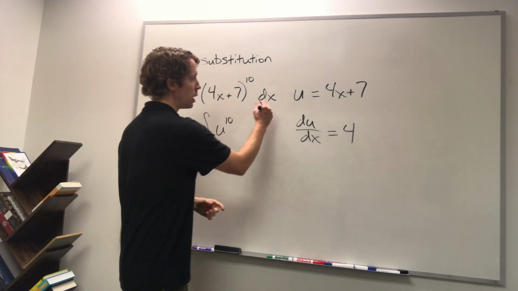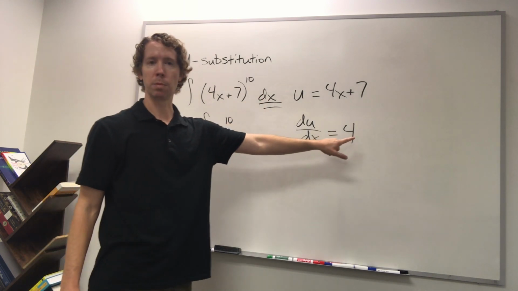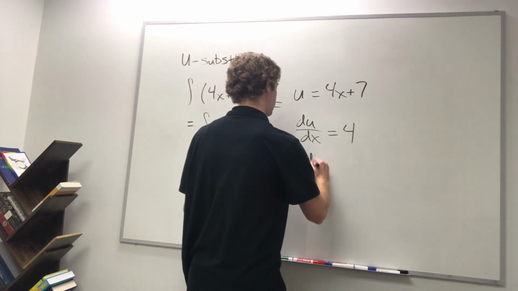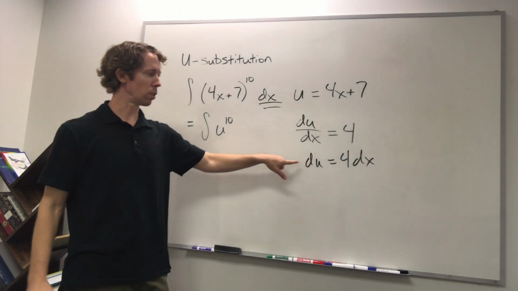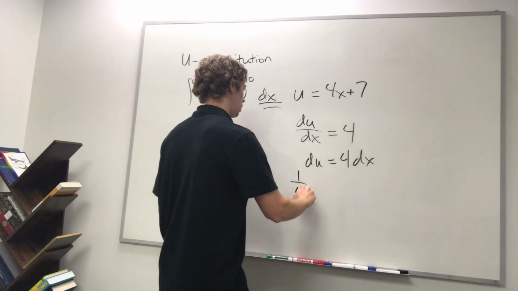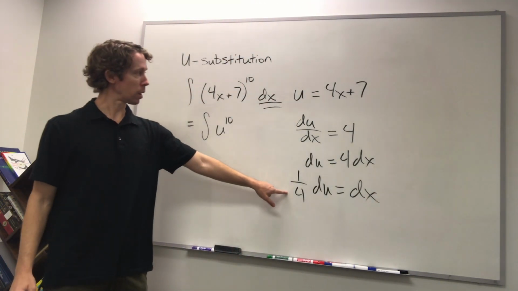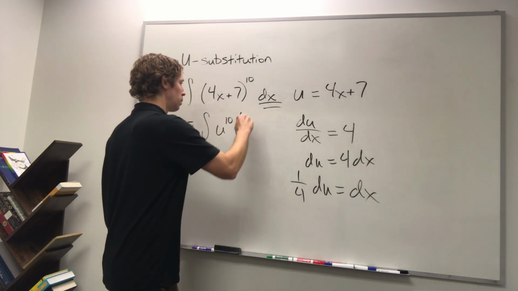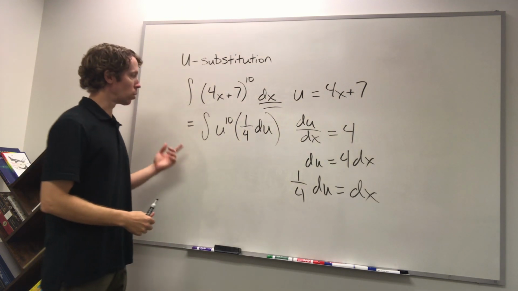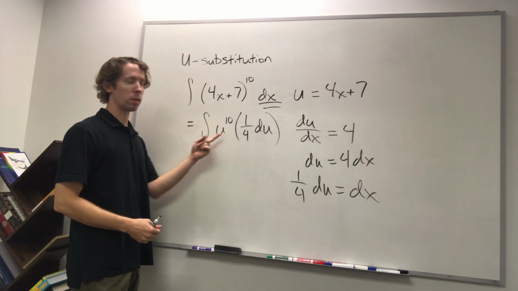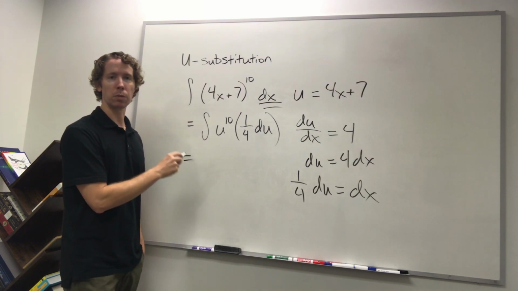I want to solve for this dx so that I can just plug it in. So I'll multiply both sides by dx. I want to solve for dx, so I'll divide by 4. And now I'm just going to plug that in for the dx. So now my integral is the integral of 1/4 times u to the 10th with respect to u. I'll pull the 1/4 out in front and use the power rule.